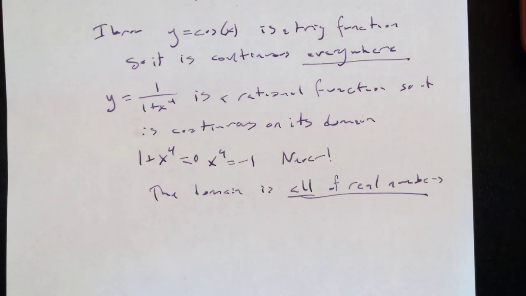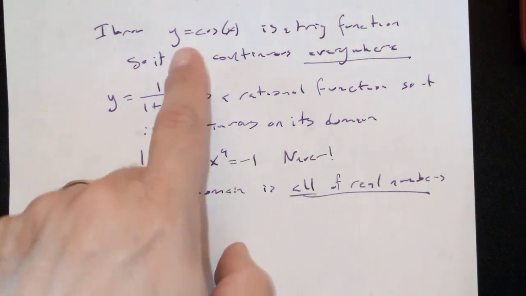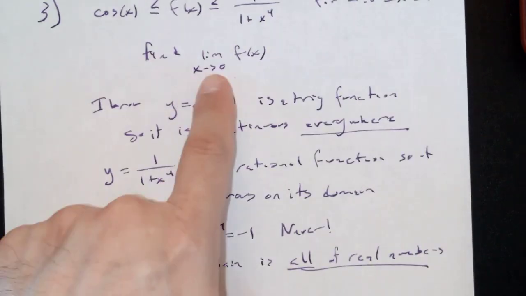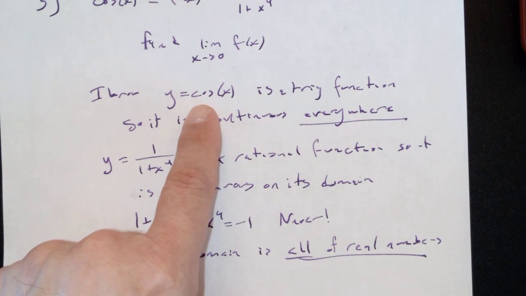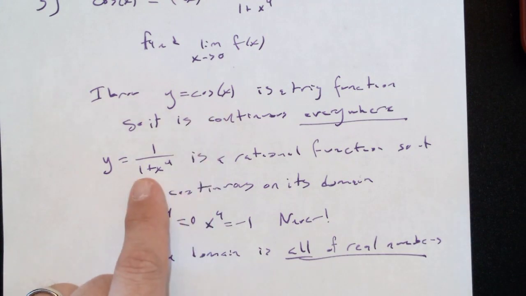Now, the last thing I need to be able to do for the squeeze theorem is to say the limit as we go to 0, because we're trying to go to 0, I need to know what the limit as we go to 0 of this is. I need to know what the limit as we go to 0 of this is.